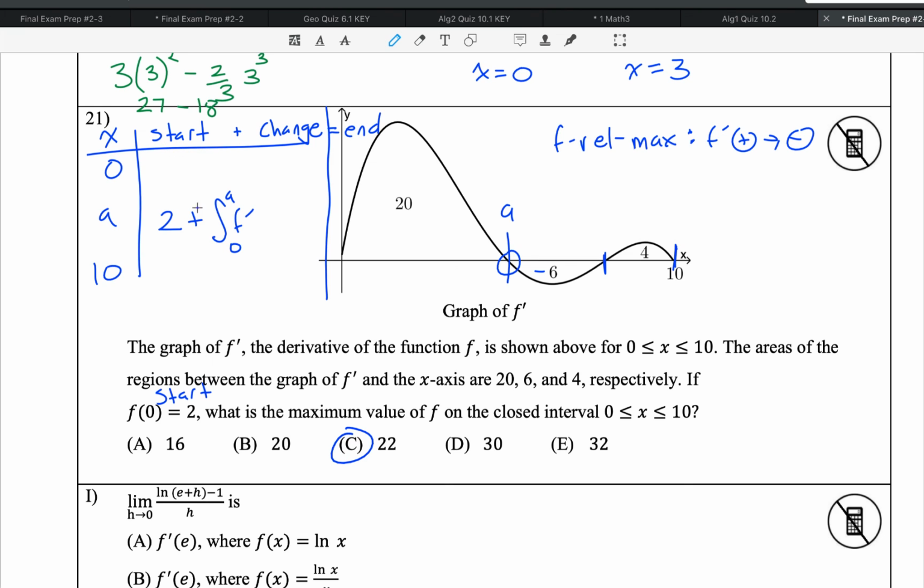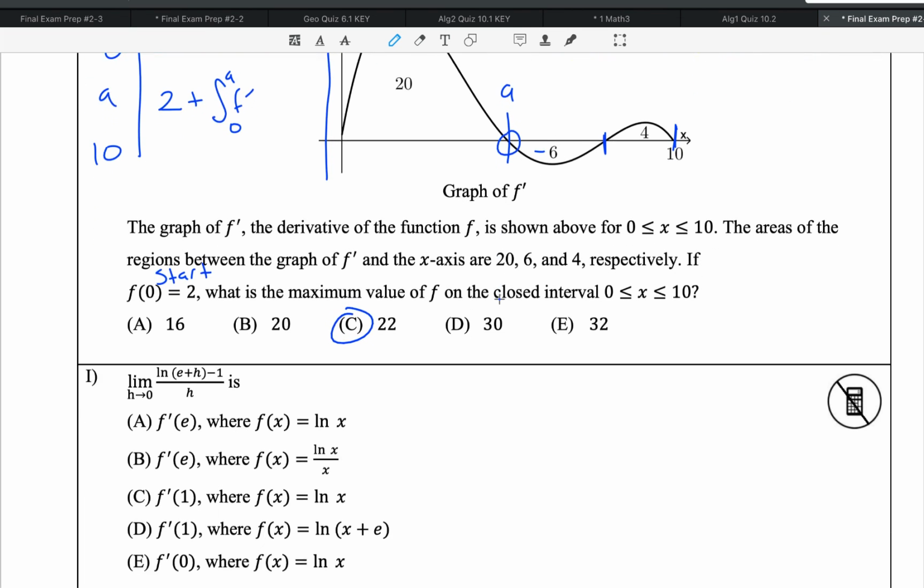And if you want to check these other values in the table, you can, but you will find that they are definitely less. Okay.